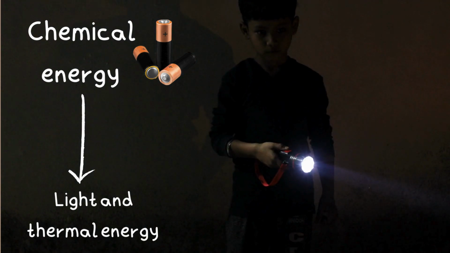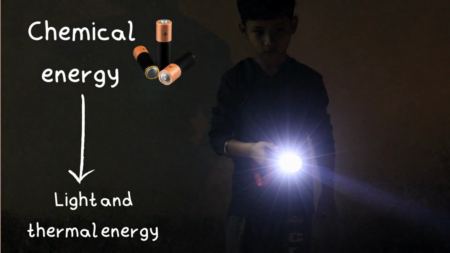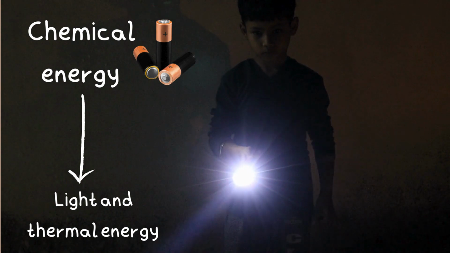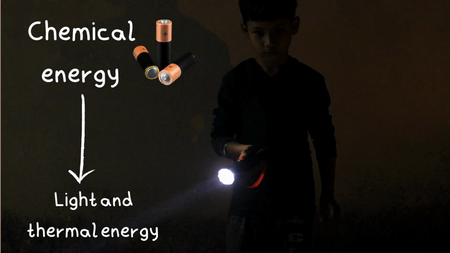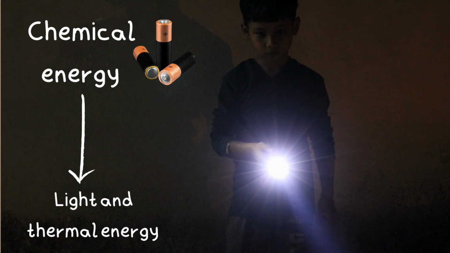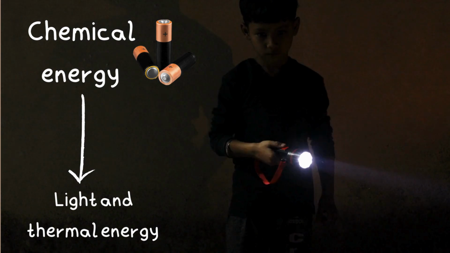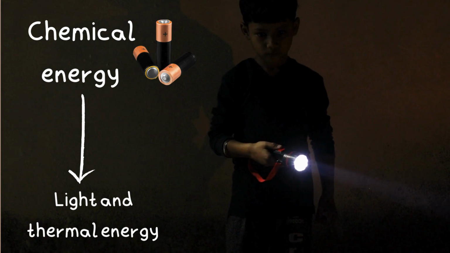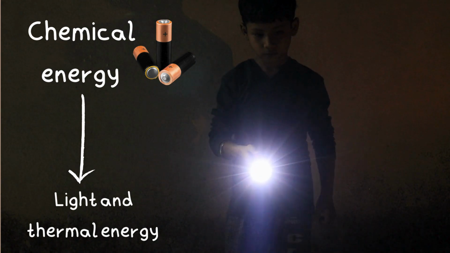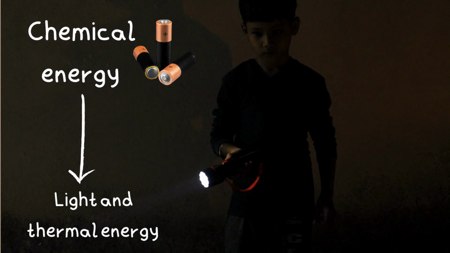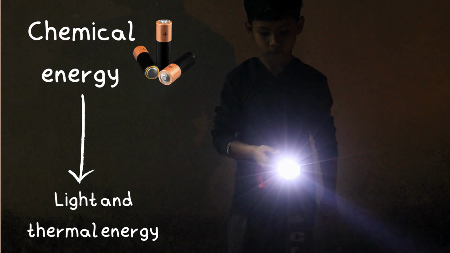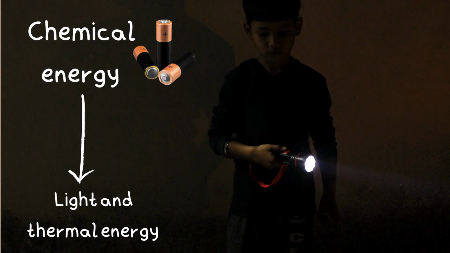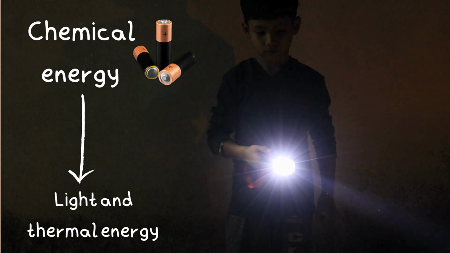And thermal energy, as if you turn on the flashlight for a long time, you will feel that it is hot. So here the chemical energy from the battery transforms into light energy and thermal energy in the flashlight. Excellent. Here we have a pot on the stove.